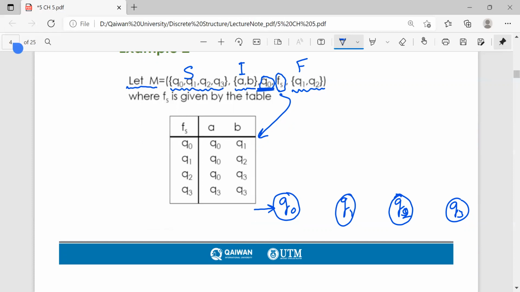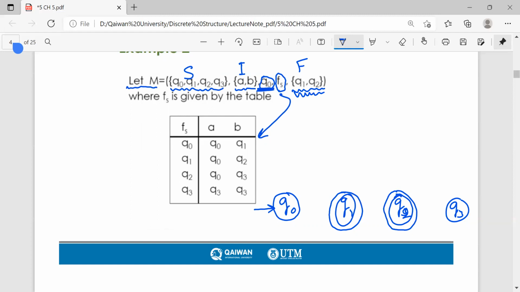And how many final states do we have? We have two final states, which are Q1 and Q2. We draw double circles around the final states. So we must make two circles for Q1 and Q2. But for the initial state, we just make an arrow like this. That means this is the starting point. Now we drew the graph.